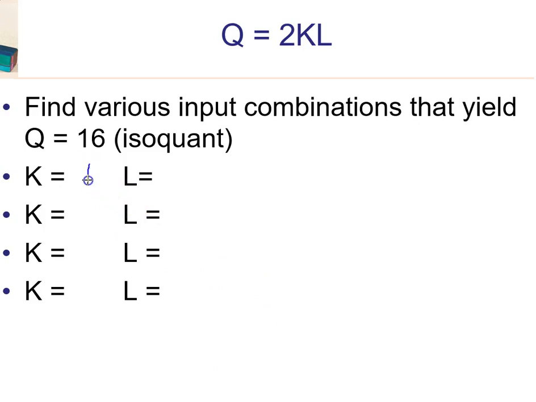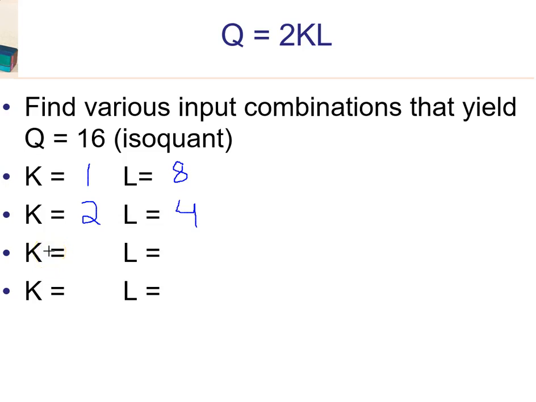What if you had a single machine? Well, you had one machine, you have 1 unit of capital. How much labor do you need to come up with 16? Well, you would need 8 workers then. What if you had 2 machines? Well, if you had 2 machines, you could use fewer workers, right? So you'd have 2 times 2 is 4. You want to get to 16, so now, of course, you would need 4 more workers.